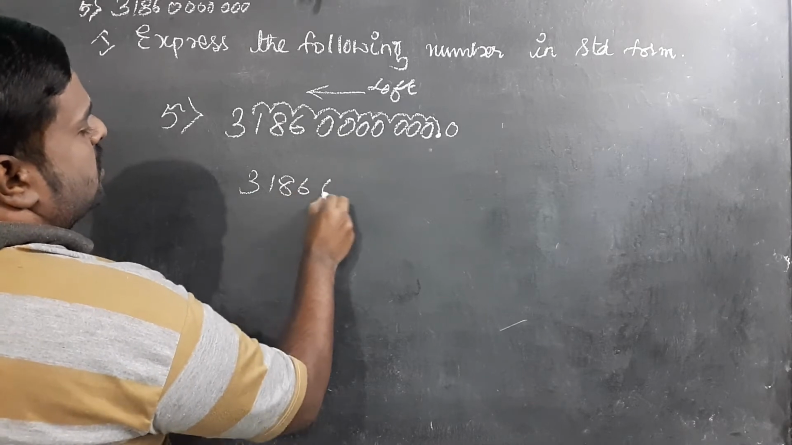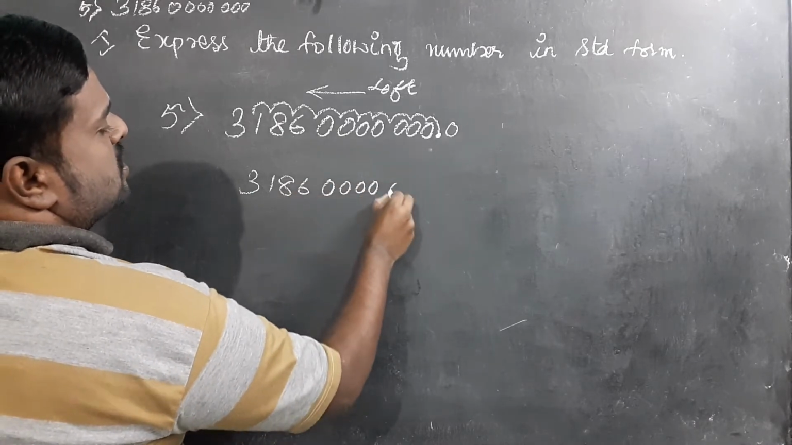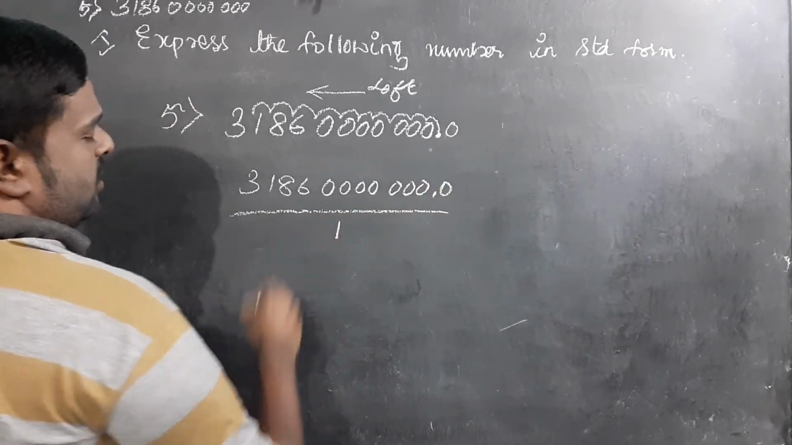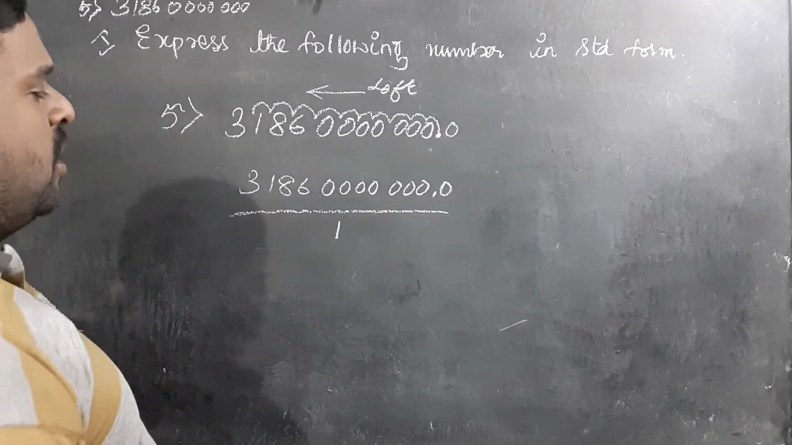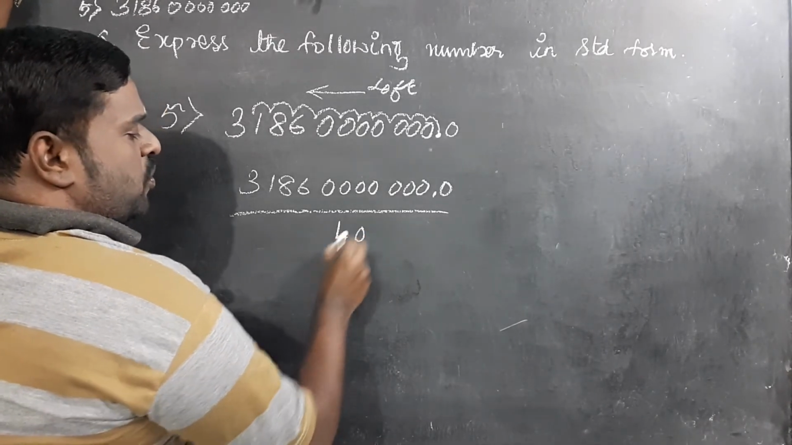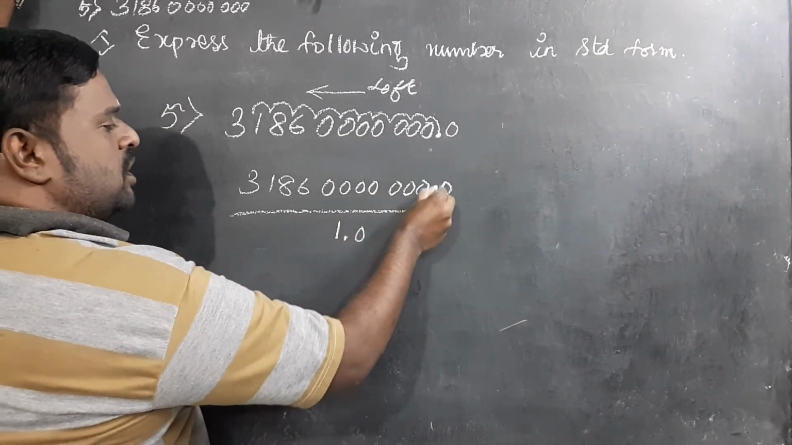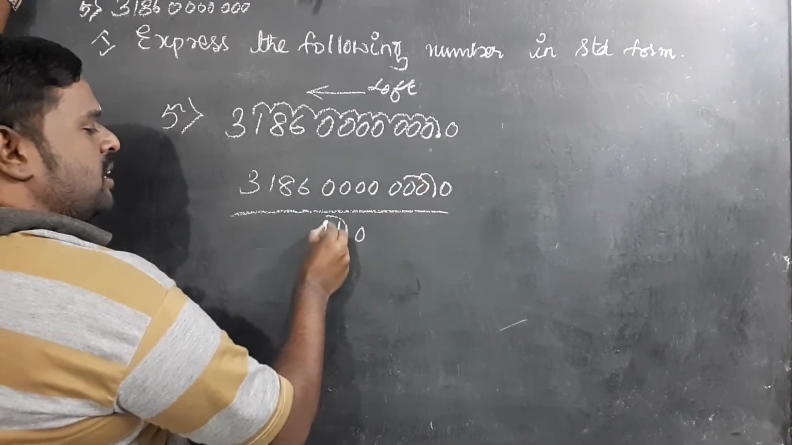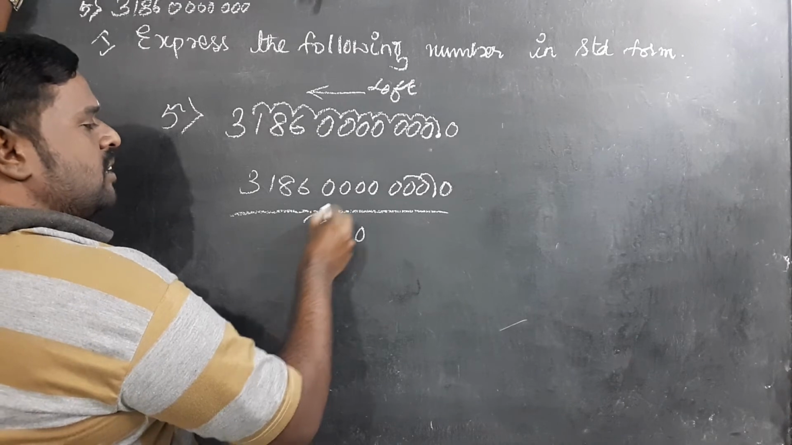3186, 0000000. Okay, this is divided by 1. Now what will you do here? Now look, this is 1.0. Now what will you do? I am shifting a decimal here. I can take 0. Shifting a decimal.